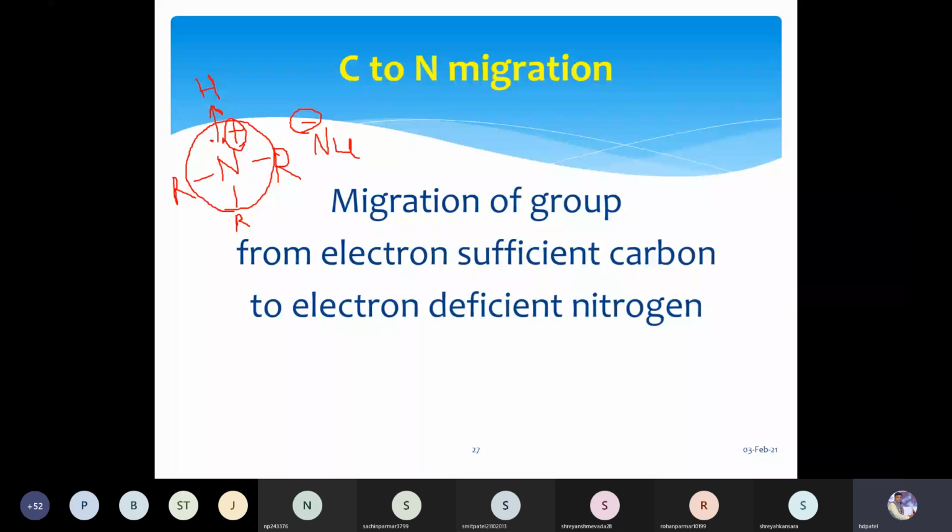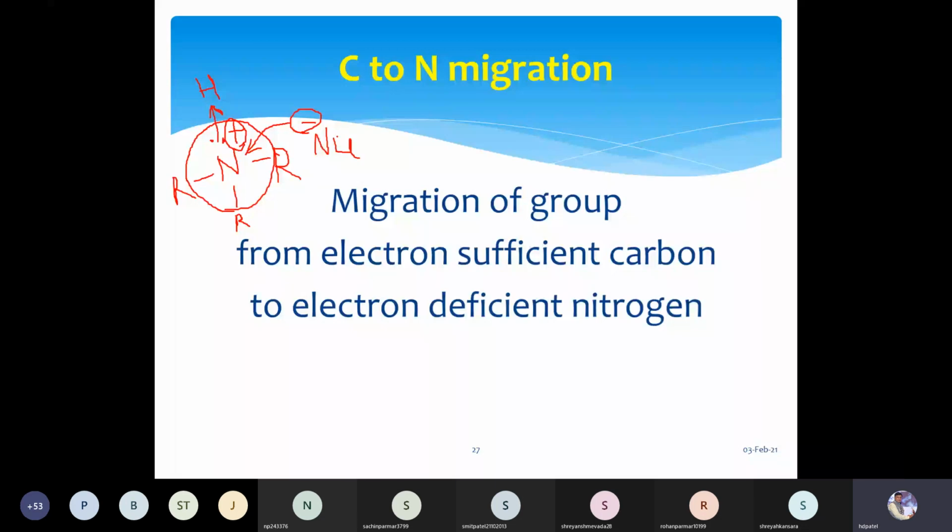a nucleophile. Normally we have observed this in a carbocation. Carbon having a positive charge will definitely react with the nucleophile. It is possible there, but here it is not possible. So this type of formation or reaction is not possible.